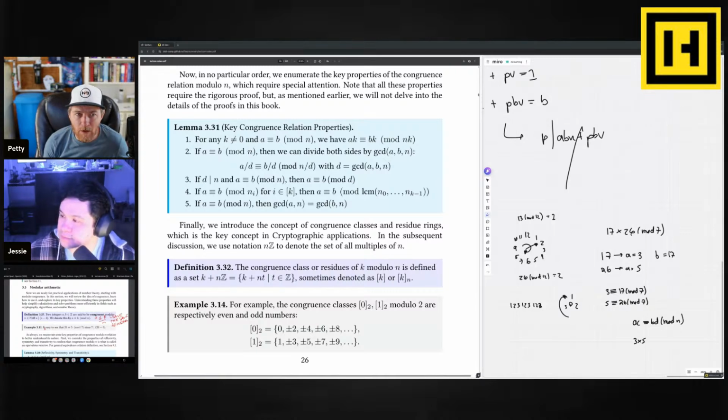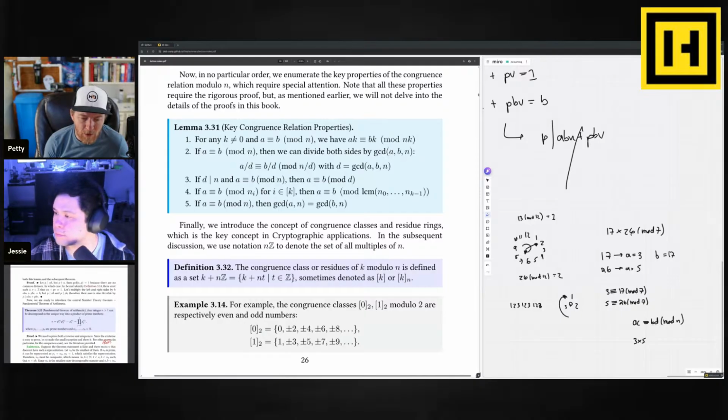Okay. But last time we left off talking about congruence. I think we went through this lemma 3.31, key congruence relation properties. Just start with the congruence class or residues of K. You haven't seen these before.